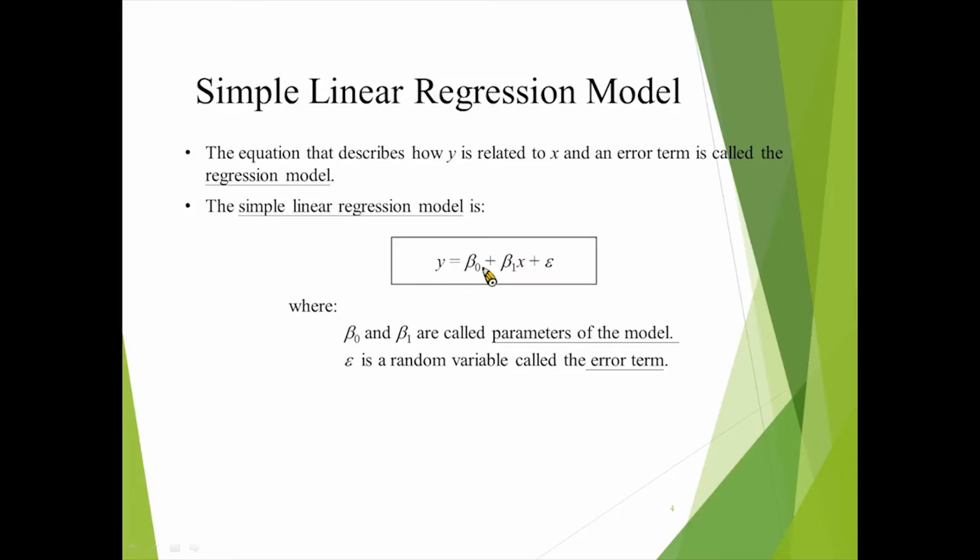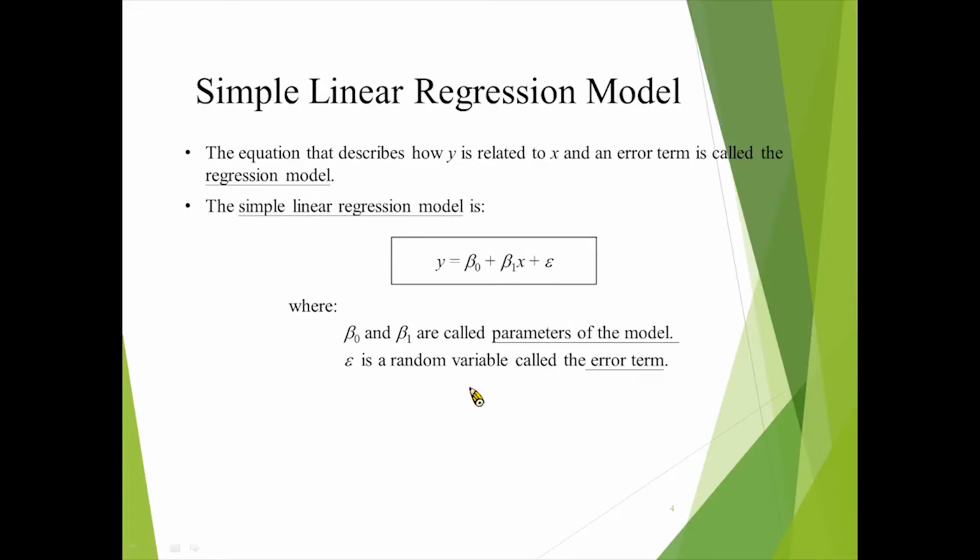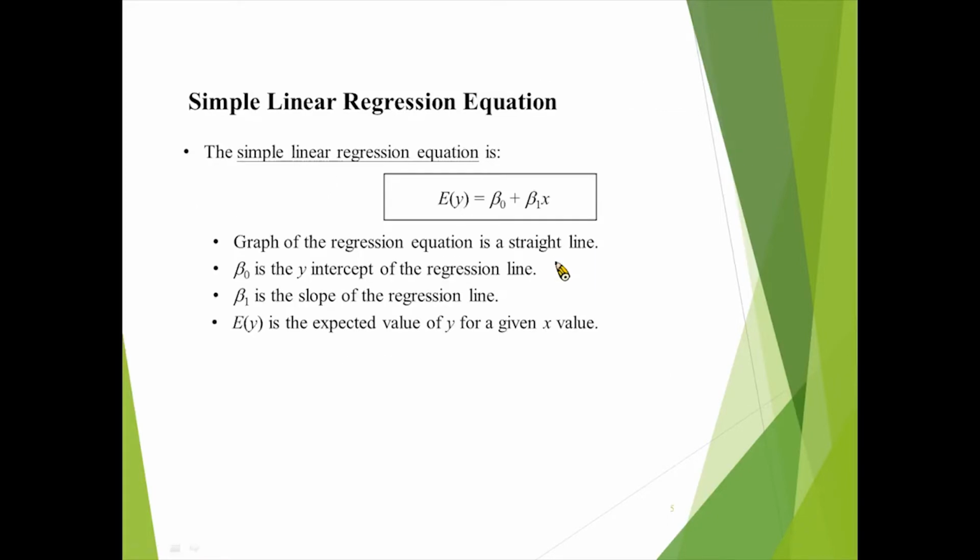If it's multiple, you can see in the formula that maybe you have x1, x2, x3, and y. This is multiple linear regression. Now this is the simple linear regression equation. E is the expected value, so we have E(y) equals beta 0 plus beta 1 x. This is the same as before, but we don't have the error term here.